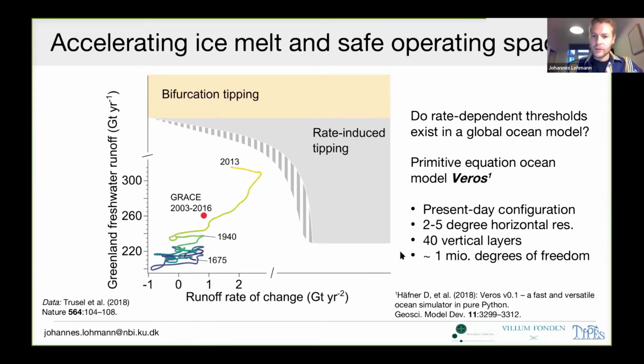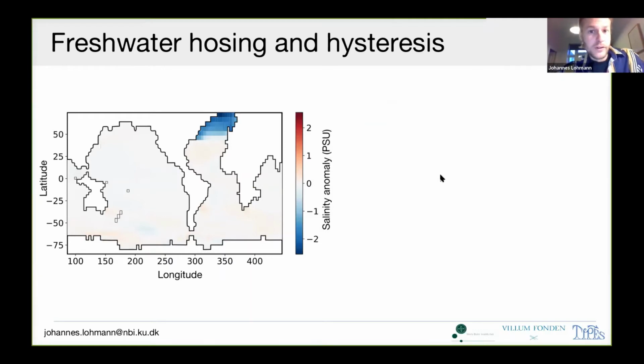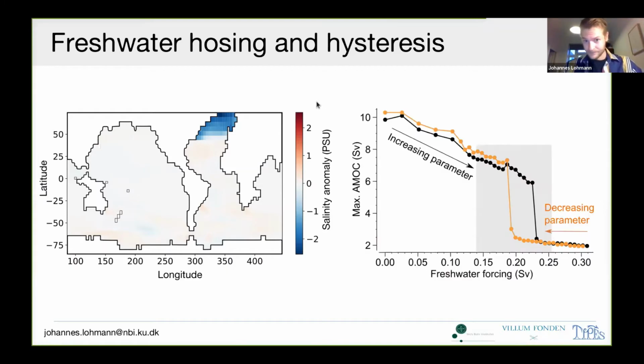What we did is similar to what Frank has been showing. A freshwater hosing experiment where we ramped up a freshwater anomaly over the North Atlantic, which you can see here in the blue colors, very slowly. On this plot, you can see the AMOC strength as a function of this freshwater forcing parameter. As we increase the freshwater forcing here in black, you can see that at some value, the maximum AMOC strength collapses. Then as we decrease the parameter, it resurges at some point. So you have both a tipping of the AMOC, but also this range of bistability or hysteresis.